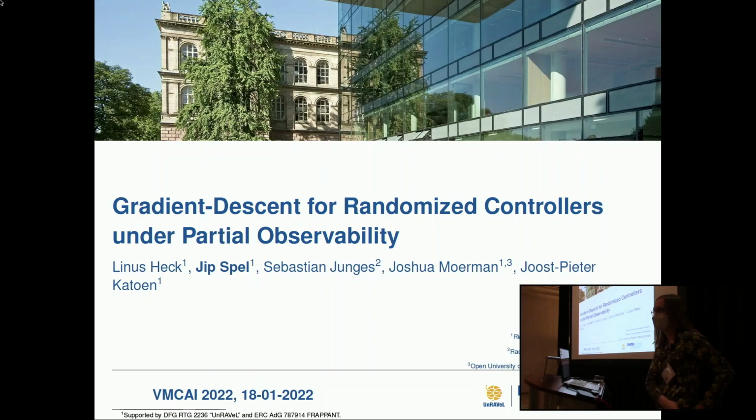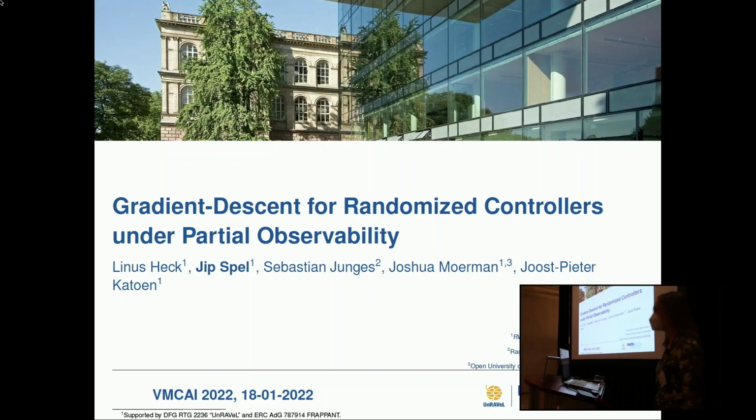Our first session has two talks. The first talk is Gradient Descent for Randomized Controllers under Partial Observability by Linus Spel, Sebastian Junges, Moerman, Joost-Pieter Katoen. And Kip is going to give the talk, right?